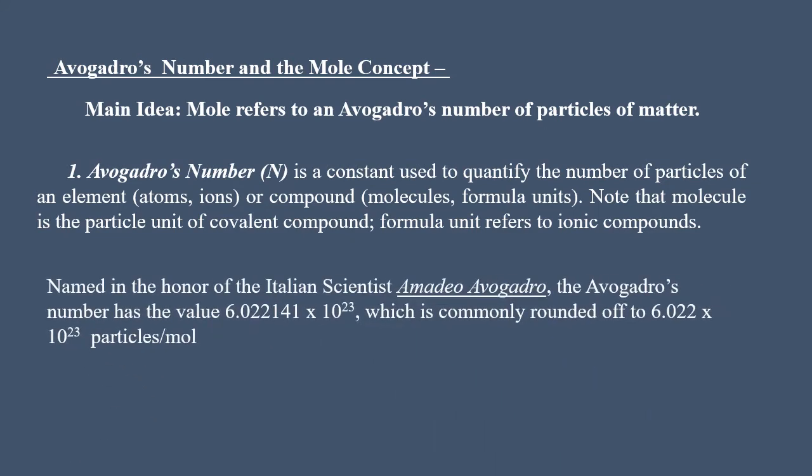Avogadro's number is named in honor of Italian scientist Amedeo Avogadro. The Avogadro's number has the value 6.022141 times 10 to the 23rd power, which is commonly rounded off to 6.022 times 10 to the 23rd particles per mole.